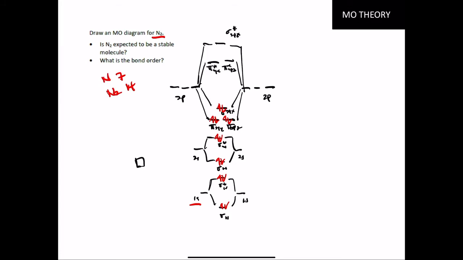Bond order is total bonding minus anti-bonding divided by 2. 2, 4, 6, 8, 10. 10 minus 4 divided by 2 equals 3. Bond order of 3, like a triple bond, as expected for nitrogen, right? We know the Lewis structure looks like this. Good. And paramagnetic or diamagnetic? It is diamagnetic. All right, nice work. So we should be able to draw MO diagrams for anybody in the n equals 1 or n equals 2 periods.